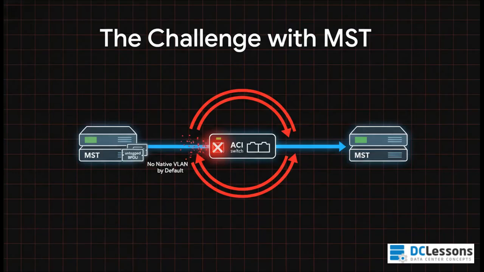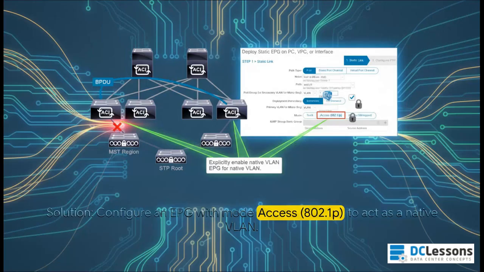And this brings us to a huge, and I mean huge, gotcha with MST. MST sends its most important BPDUs, the ones that build the whole loop-free topology, on the untagged native VLAN. Well, guess what? By default, ACI ports don't have a native VLAN. This means you could be silently dropping the very packets that are supposed to prevent a network meltdown. The external switches would never see each other, they'd both start forwarding, and boom, you've got an instant broadcast storm. It's a really dangerous situation. So how do we fix it? Well, thankfully, the solution is pretty straightforward.